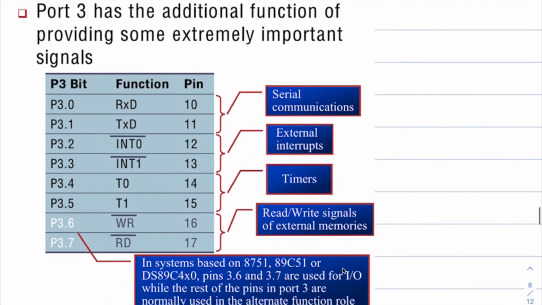If you can see here, this will also act as a simple input output port. Other than that, P3.0 and P3.1 are used for serial communication, P3.2 and 3.3 are used as external interrupts, and 3.4 and 3.5 are used for timers. 3.6 and 3.7 are used to connect to the external memories to read and write the content of the external memory. So these are the second functions of the port pins of P3.